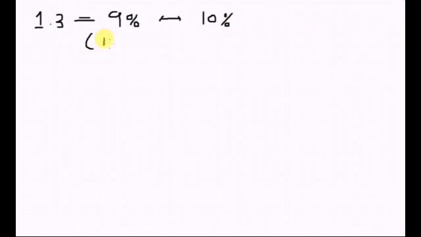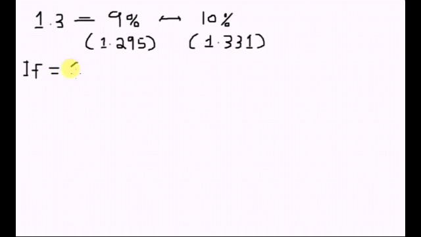So looking at this compound value interest factor of 1.3, and if you check the financial tables, in the period of 3 years, it's in between 9% and 10%. The compound value interest factor at 9% is 1.295, and that of 10% is 1.331.